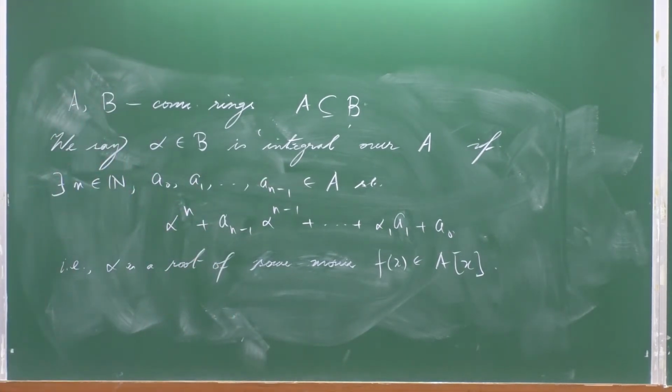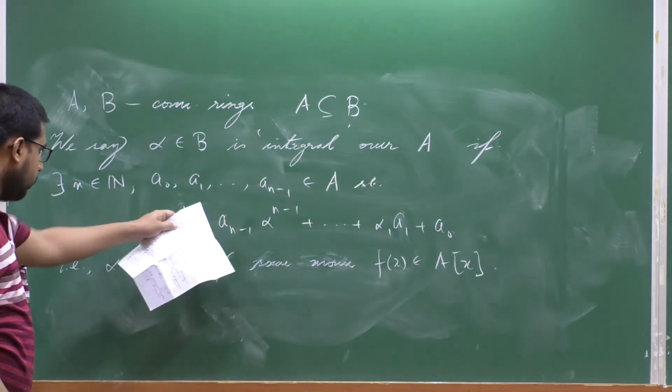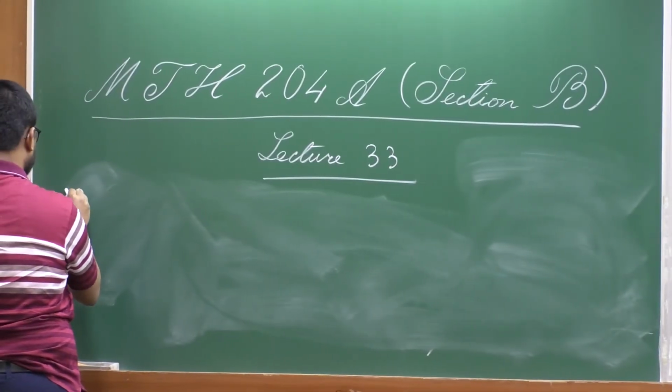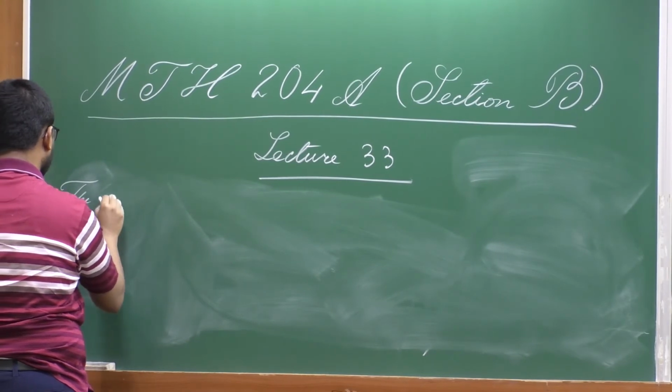These are very immediate examples of elements which are integral over the smaller ring in an extension of rings. We are now going to have some equivalent conditions for an element to be integral. Those equivalent criteria will be of very much help to us. So, the following are equivalent.